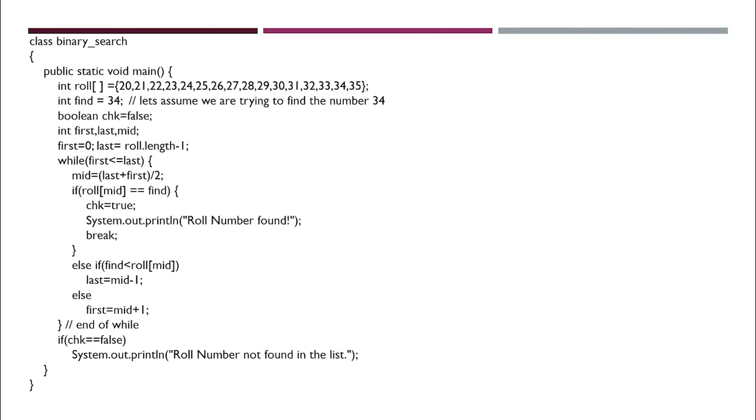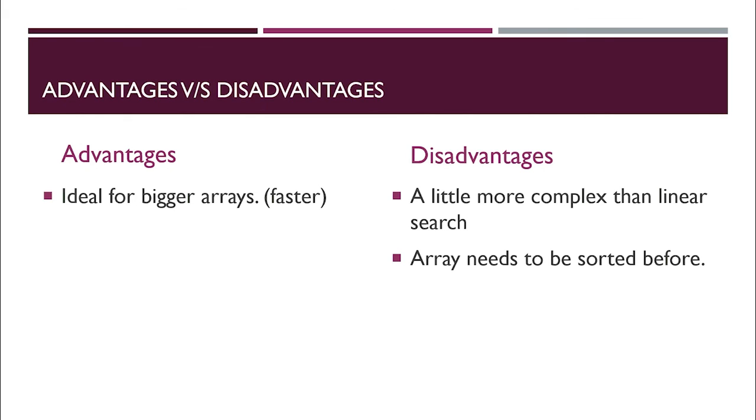Now, another thing to note is that this code that I've shown you is for if the array is arranged in ascending order. If it's arranged in descending order, then you'll just have to reverse the else if and else statements. That's all. And with that, you know exactly how to search through an array using binary and linear search techniques.